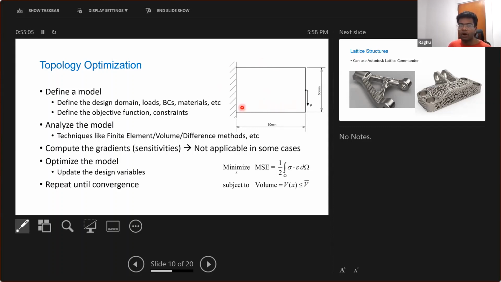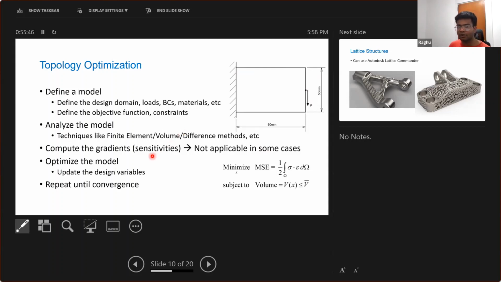So first we define the model, like loads here, boundary conditions, the design domain, which means this complete rectangle which is to be optimized. You define those, and the material properties, steel, aluminum, plastic, anything. And then you decide the objective function and all your constraints, like maximum stress in this structure should be so and so, etc. Then you analyze the model using techniques like finite element method, and there are many other methods. For structures, it is just static stress analysis. There are many other kinds of analysis like dynamic analysis, etc. Let's just stick with static stress analysis for example.